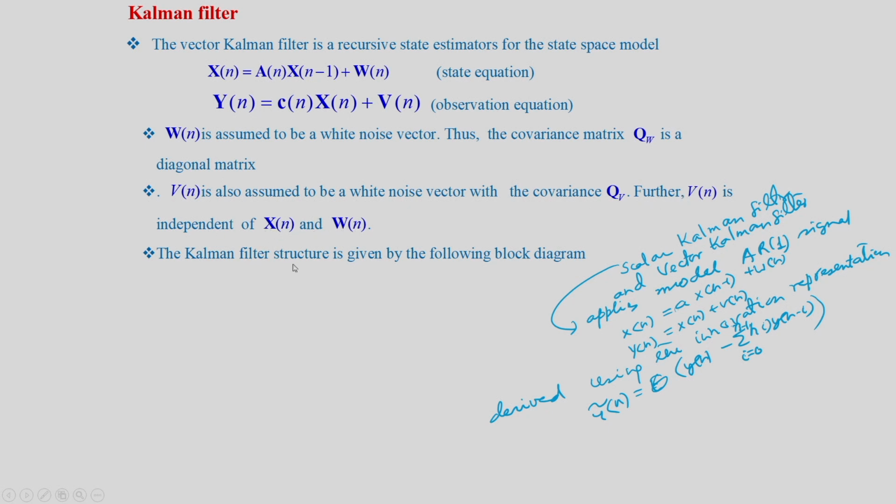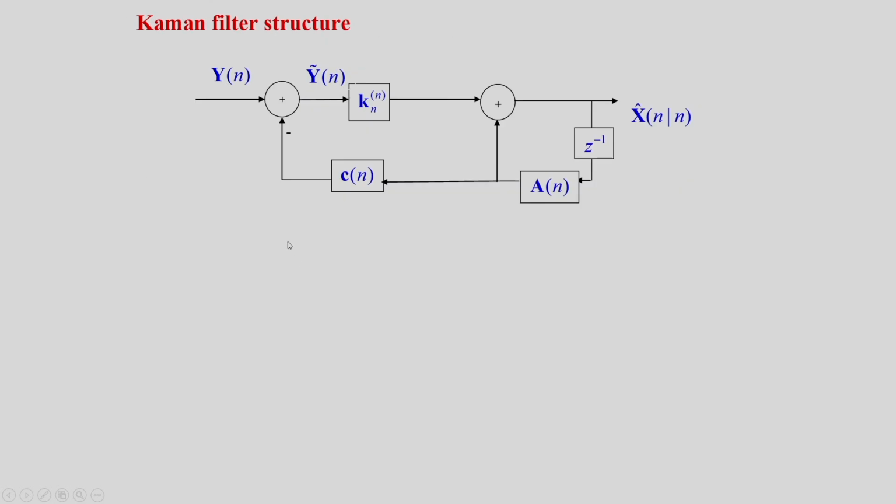The Kalman filter structure is given by this block diagram. So, yn is the input signal and this is the output signal, and normally we denote it by x hat n given n, the estimation of the signal at instant n. And this is delayed by 1 unit. Here we will get x hat n minus 1 given n minus 1. And then if we multiply it by the An matrix, we will get the predicted signal. So, this is x hat n given n minus 1, the predicted signal.